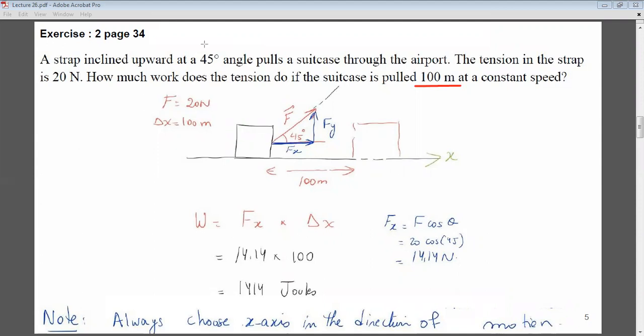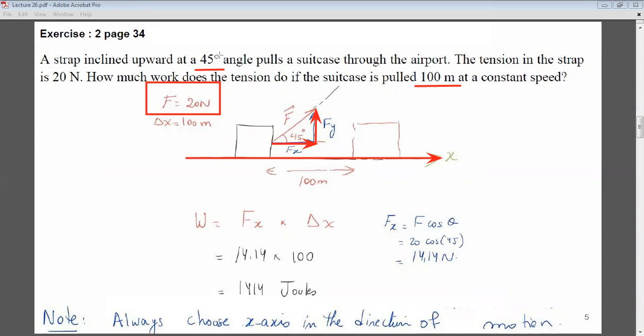And the information about the force is that its magnitude is 20 Newton, but it's making an angle of 45 degrees with the x-axis. So the first thing we do is choose the x-axis. Since it's moving in this way, because in the airport it's on the ground, it moves in this direction. Then this is F. To get the x component and y component, this is the x component, and this is the y component. I am interested in the x component.